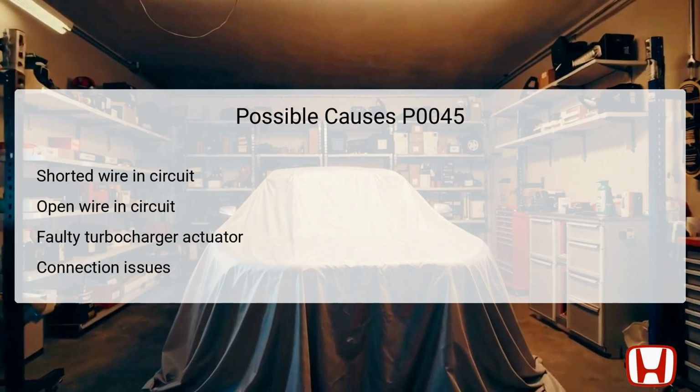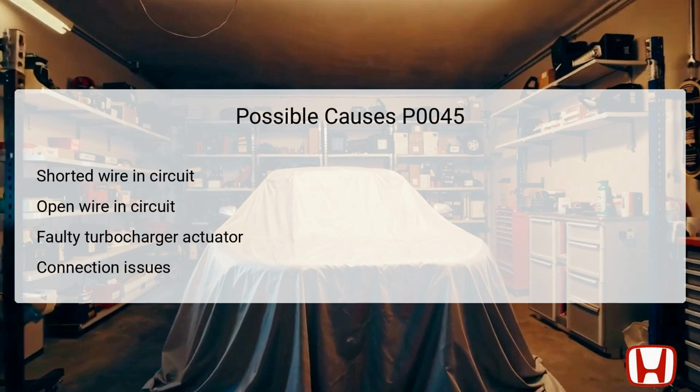A few potential causes can trigger the DTC P0045, and identifying them is crucial for effective troubleshooting. Firstly, a shorted wire in the WGMTR1 plus or WGMTR2 negative could be creating an unintended electrical path leading to a malfunction. Additionally, an open wire in either of these circuits can prevent the actuator from receiving necessary signals for operation. A faulty turbocharger wastegate control actuator itself might not function correctly due to internal component failure.